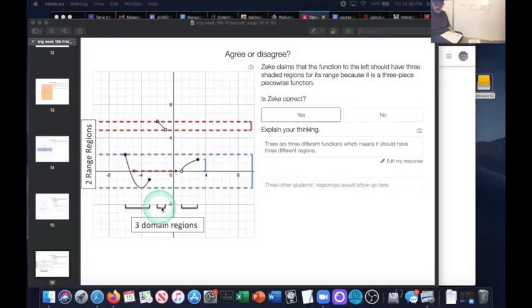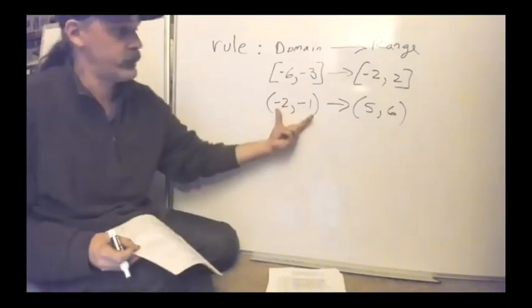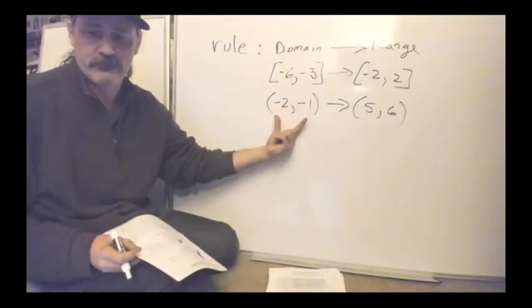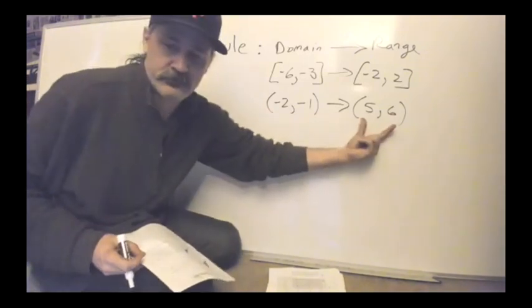Okay, now the next domain interval would be from -2 to -1. And if you look, you have the open circles, so that means we're going to use parentheses. And so the middle domain interval maps to the range interval from 5 to 6. And again, open circles imply not equal to, so we use the parentheses again. And so this domain interval for the middle piece of the function maps to that range interval.